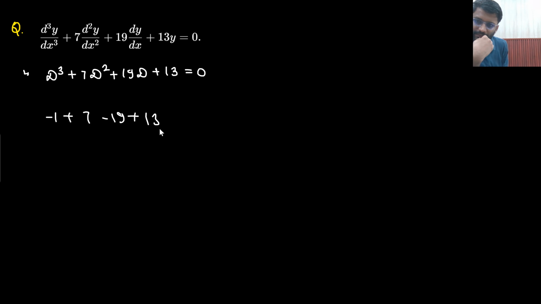D cube plus 7d square plus 19d plus 13. Hit and try. It feels like d equals minus 1 will do my job. Yes, d equals minus 1 is one of the roots. That means d plus 1 will be one of the factors for sure. So d square plus 6d plus 13. D cube plus d square, 6d square plus 6d, 13d plus 13. Yeah, that's the scenario.